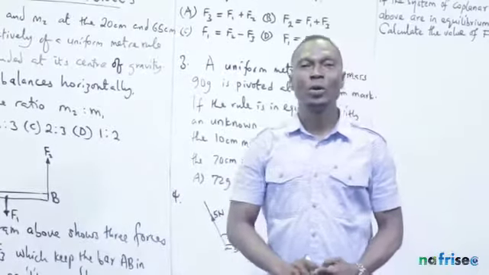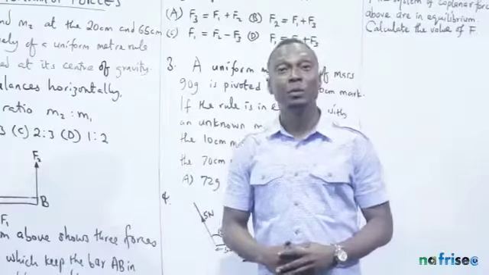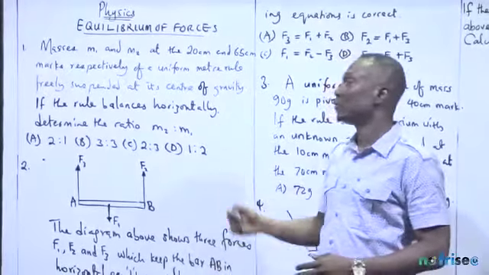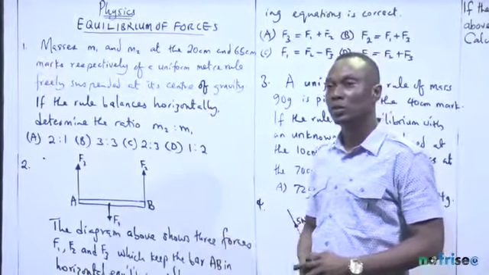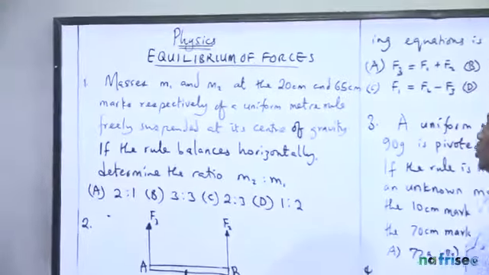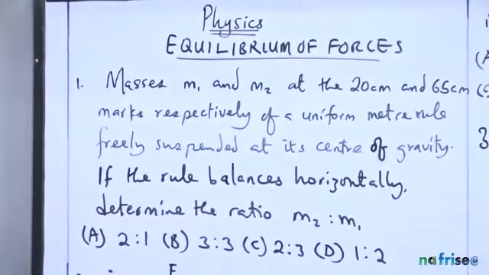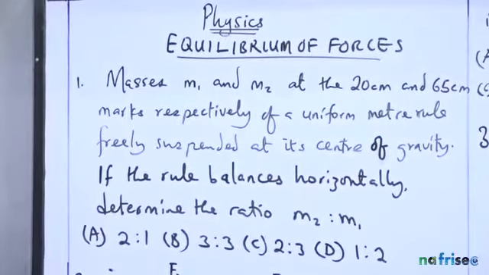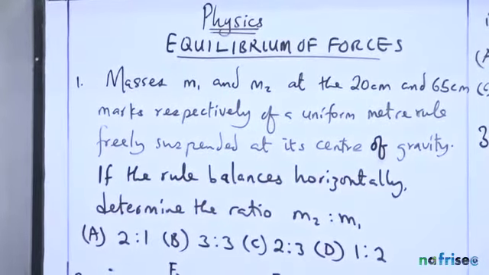Hello everyone. We're about to discuss questions involving equilibrium of forces. These questions were taken from our previous classes and we're about to get through them. Let's go. The first question: masses M1 and M2 are at the 20 centimeter and 65 centimeter marks respectively of a uniform meter rule freely suspended at its center of gravity. If the rule balances horizontally, determine the ratio M2 to M1.